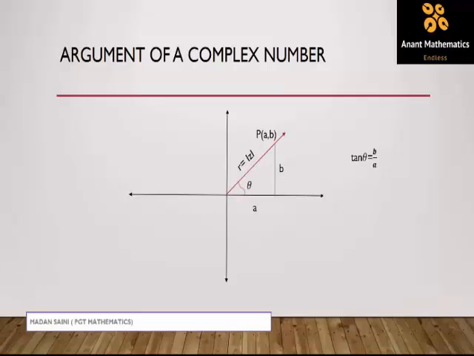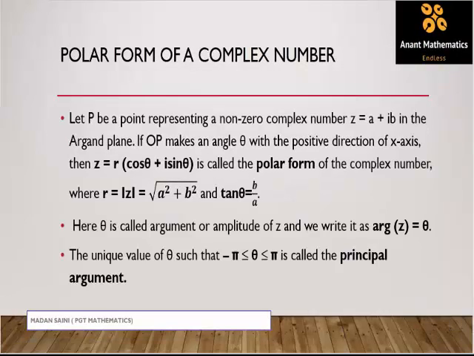Let P(a, b) be a point on the Argand plane and r be the distance of the point P from the origin. Let us suppose OP subtends an angle theta with the x-axis in the positive direction, then tan theta will be b by a. So we are going to define the argument of a complex number. If tan theta is equal to b by a, then theta is known as the argument or amplitude of z, and we write it as arg z = theta.